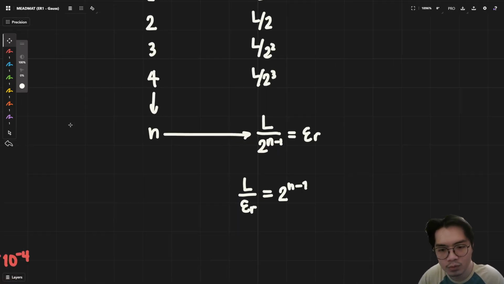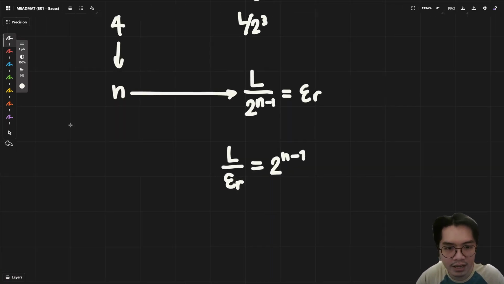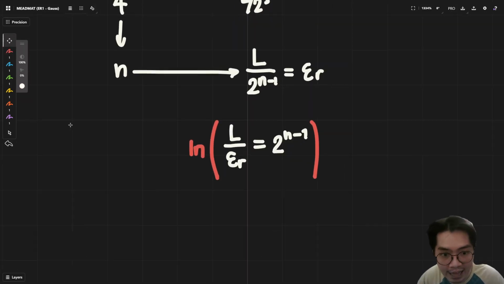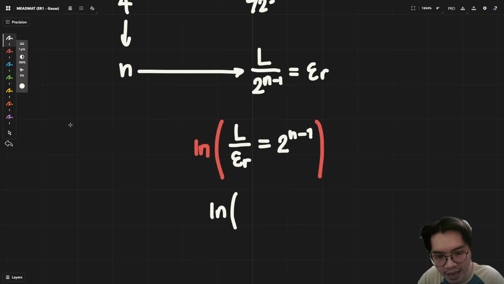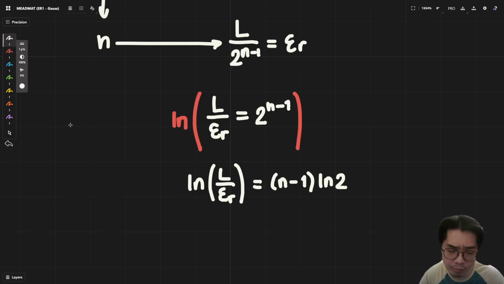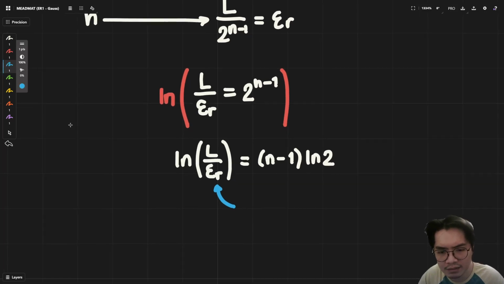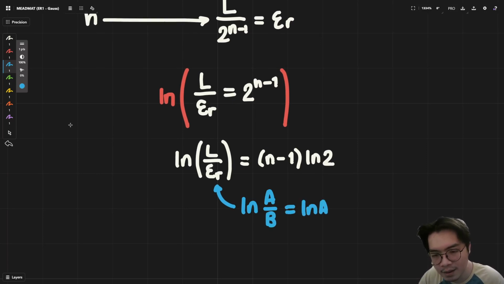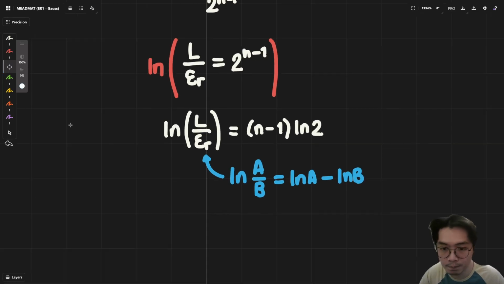What you can do in here is have both sides be included in an ln, and what you will have is ln of L over epsilon r, and you will have in here n minus 1 times ln 2. What you can do with this is, if you have an ln of a over b, you can turn it into ln of a minus ln of b.